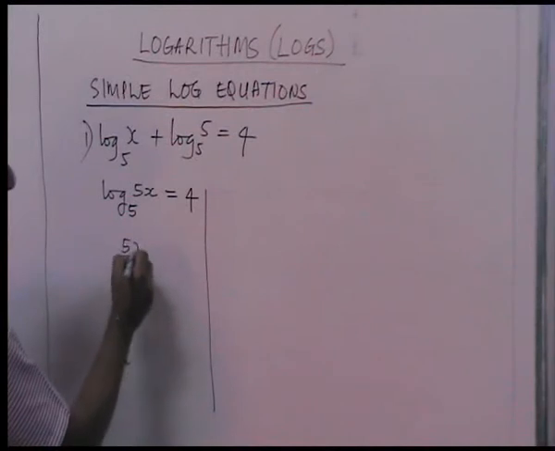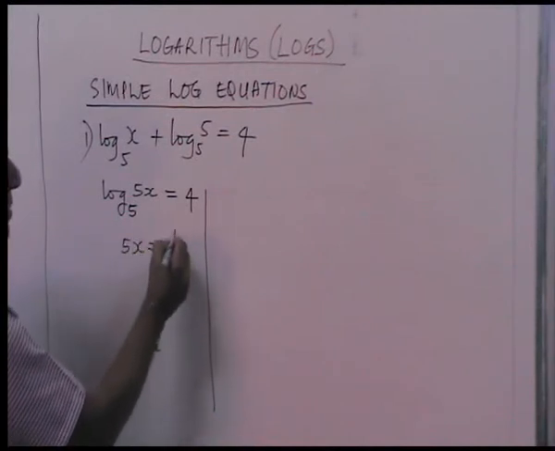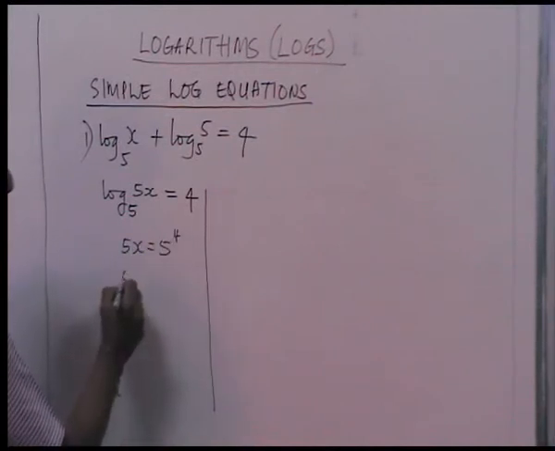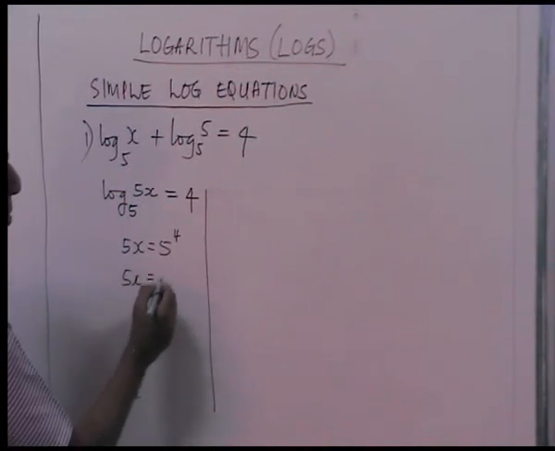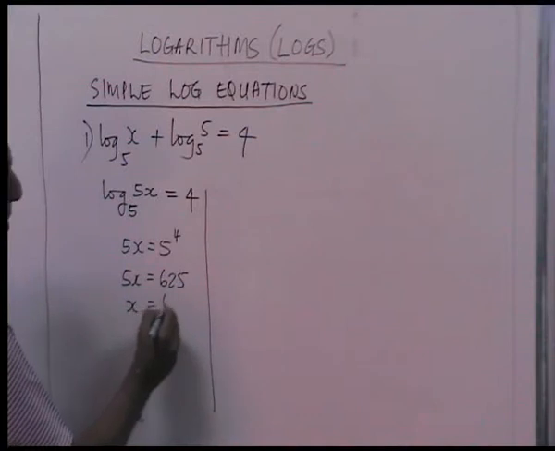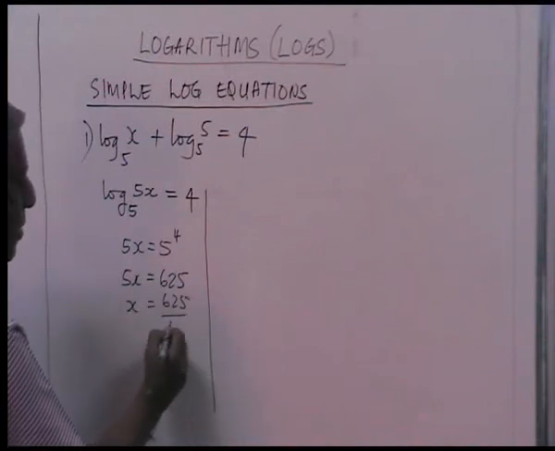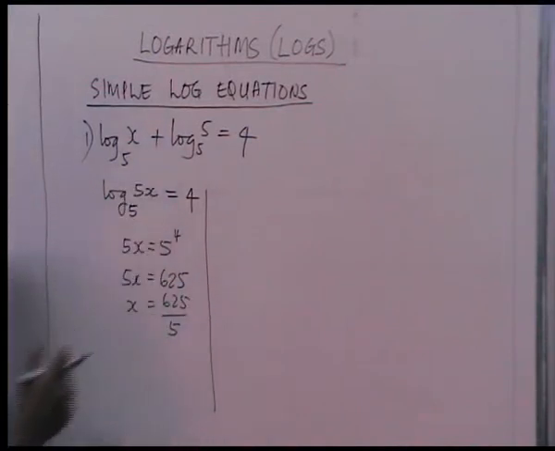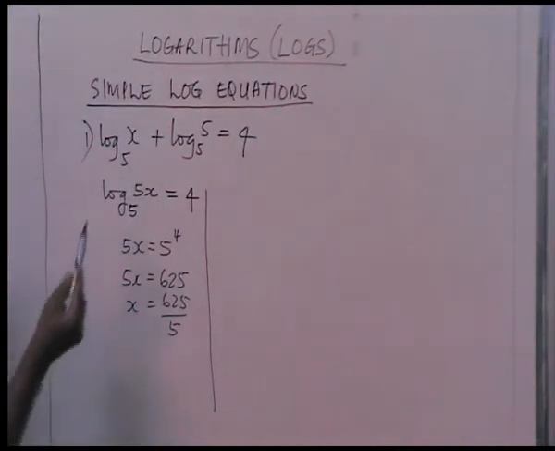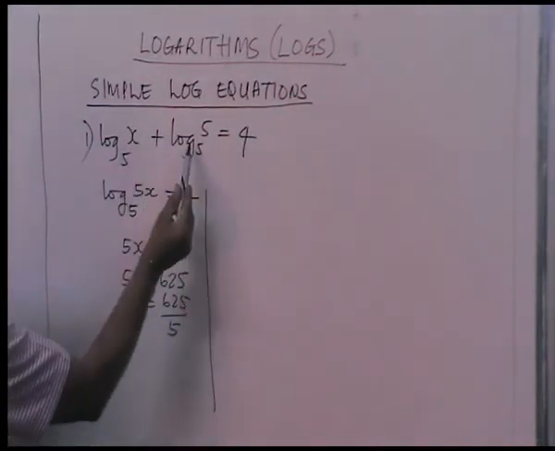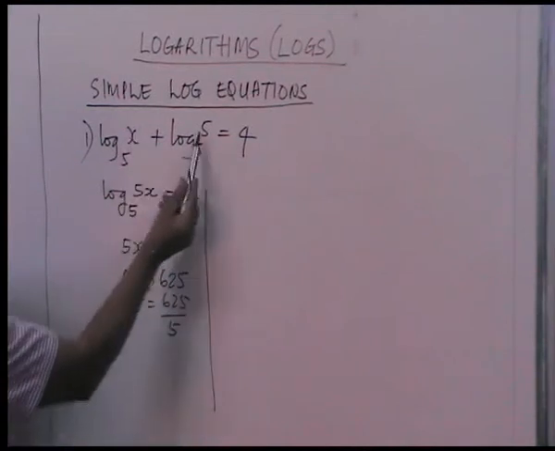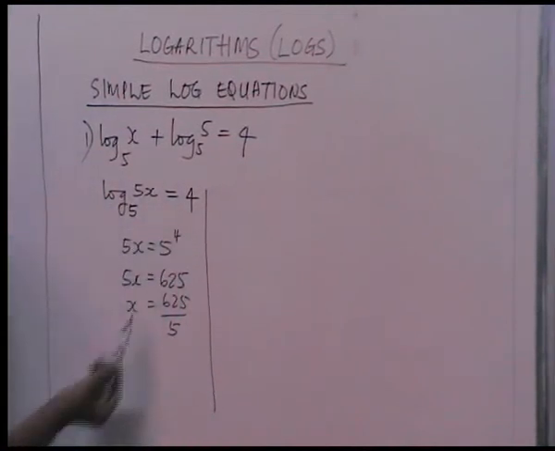I say, well, 5x is equal to 5 to the 4, and then 5x is equal to 625, and therefore x is equal to 625 all over 5. Now this is one way. This is using the law, log of a plus log of b is equal to log ab. But the same example can be done very easily using another method.